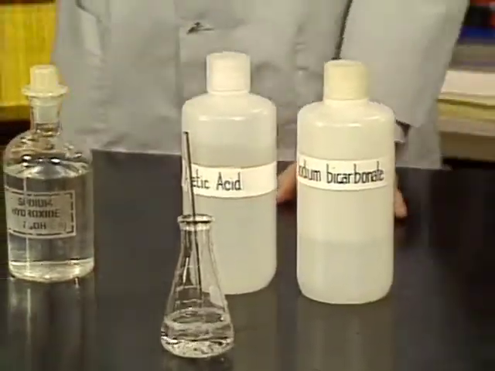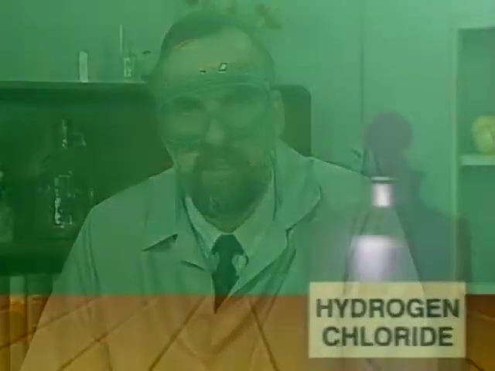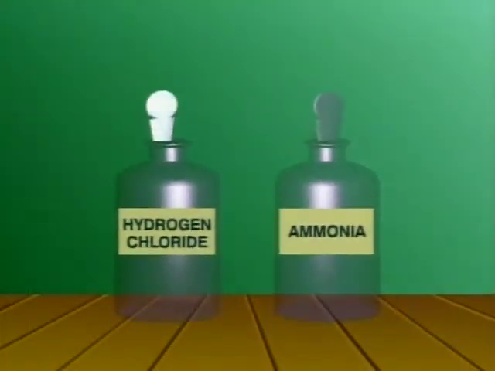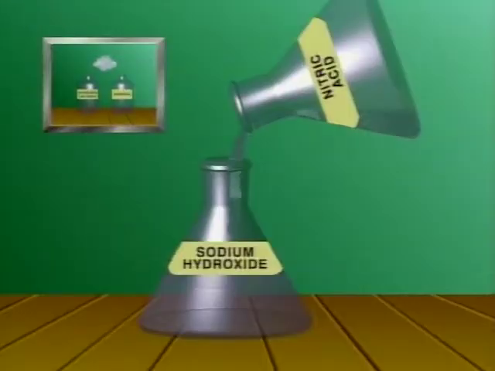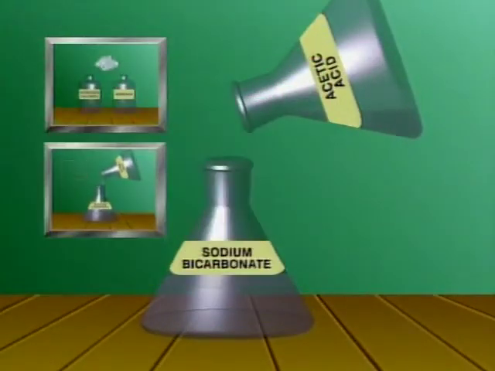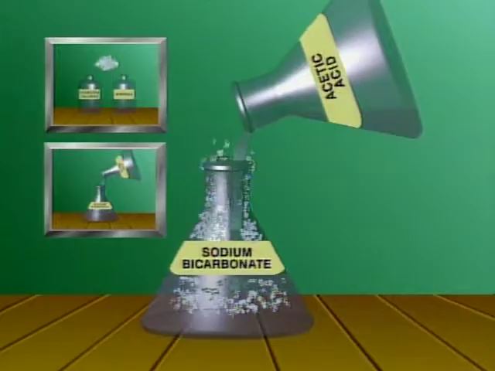Now, those three reactions certainly were different, but what do you think these reactions have in common? The ammonia and the hydrogen chloride react to form a cloud of solid ammonium chloride. Nitric acid reacts with sodium hydroxide to form soluble sodium nitrate and water. Acetic acid reacts with sodium bicarbonate to form carbon dioxide gas, water, and soluble sodium acetate.